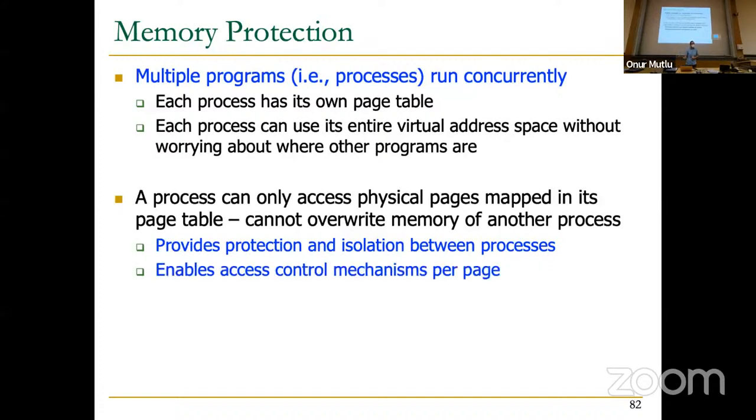So this also enables access control mechanisms per page. There are two issues. One is protection and isolation across different processes, and then per-page access control mechanisms. Even within a process, you may not want to give access to some of the pages. For example, you may not want to give write permissions to a file that you opened just to read, right? That page should not be written to.